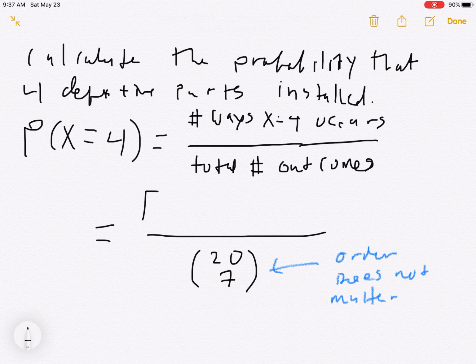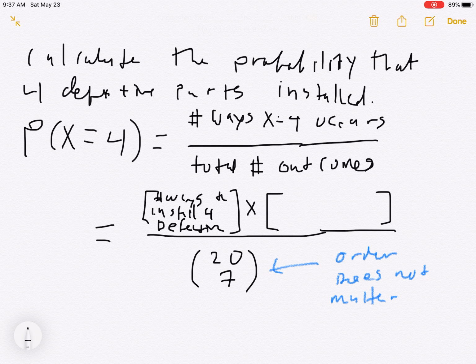So if I install 4 defective parts, it's going to be the number of ways to install 4 defective, times, well, if I install 4 defective, that leaves 3 parts that need to be installed, and none of those 3 parts can be defective, so they have to be working. So I need a total of 7 parts, 4 of them defective, 3 of them working. So times the number of ways to install 3 working. Okay, and again, order doesn't matter in this situation.